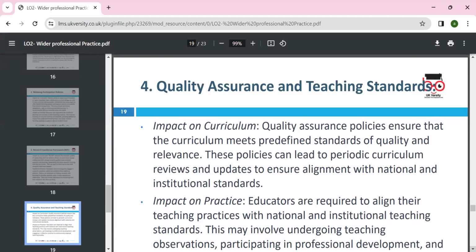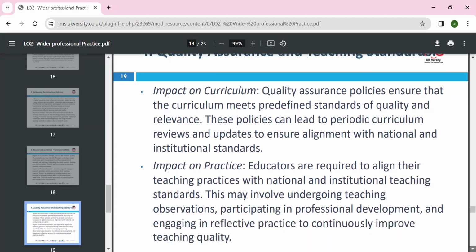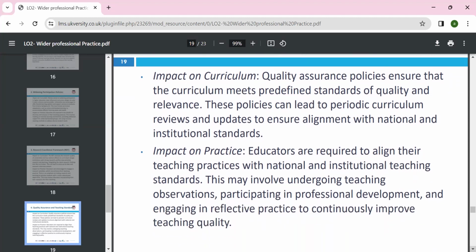Quality assurance and teaching standards, impact on the curriculum: quality assurance policies ensure courses meet predefined standards of quality and relevance, and these policies can lead to curriculum reviews and alignment with national and international standards. Of course, we have those standards in place, and we can look at impact on the practice. Educators are required to align their teaching practices with national and institutional teaching standards. Of course, as an institution, policies should be in place with regular review.